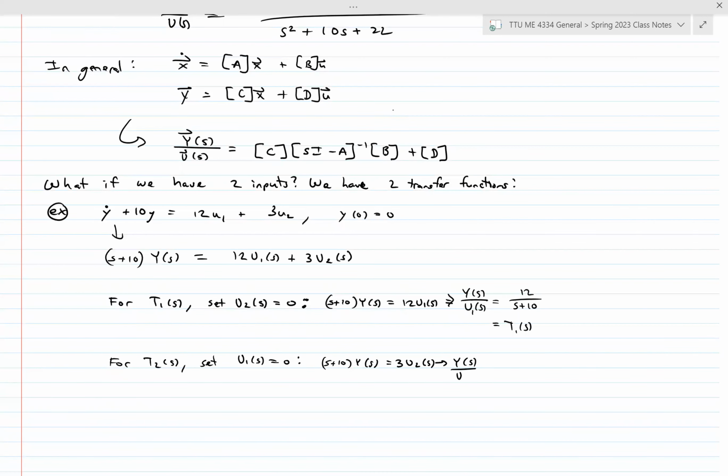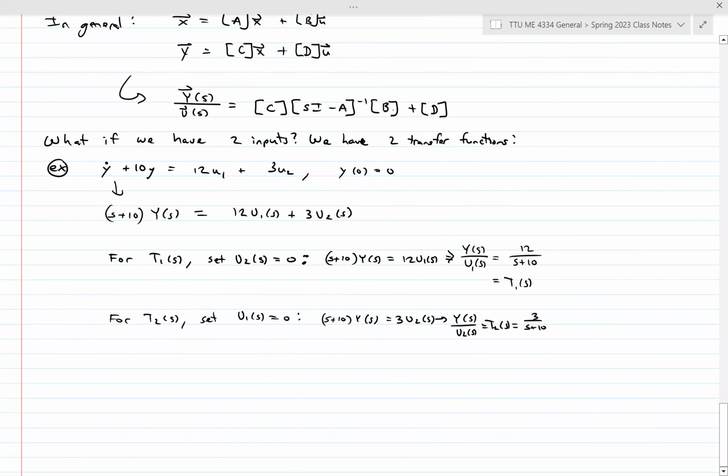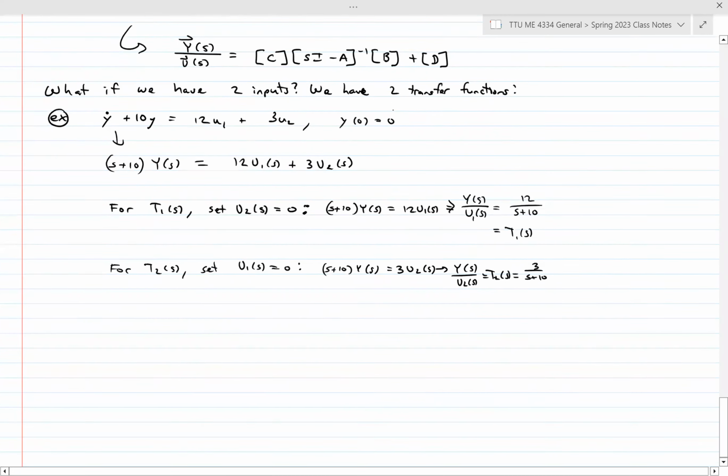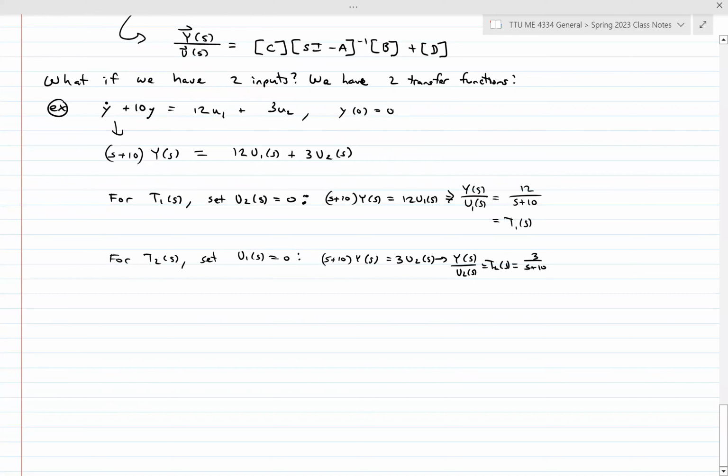So Y of S over U2 of S, which we're going to call T2, that's going to be 3 over S plus 10. Notice that both of these still have the same denominator in this case. That may be a pattern that shows up later, right? But typically, we're not going to deal with multiple inputs or multiple outputs in this class, at least until we get to the steady state analysis stuff, and start talking about disturbances in our systems. Then we'll have multiple potential transfer functions.